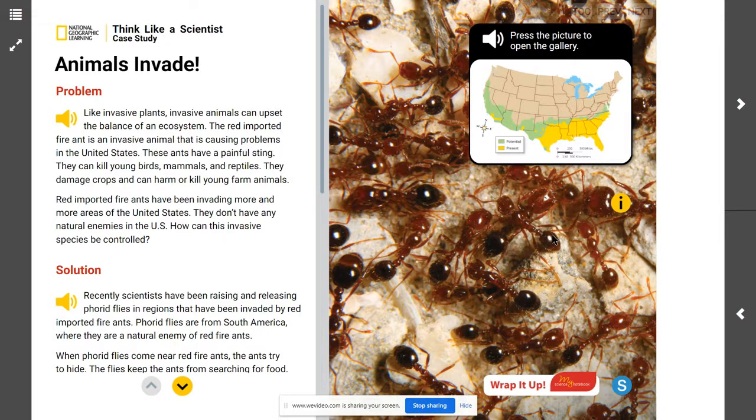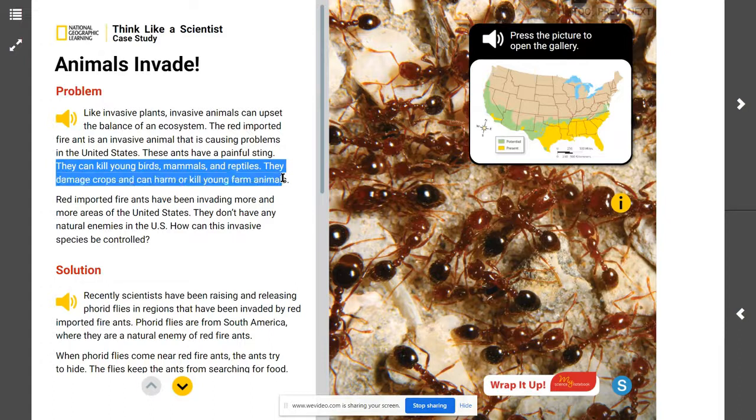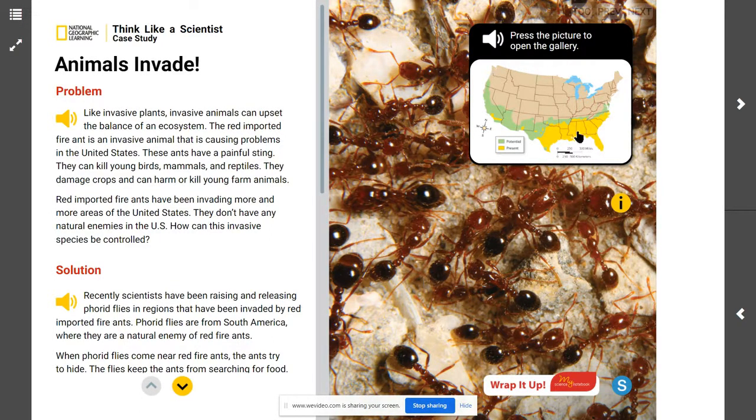And just to recap, what are the problems the red fire ants are causing in the United States? If I check back to my text, I can see here they can kill young birds, mammals, and reptiles, and they damage crops and harm or kill young farm animals. So that is how they are causing problems in the United States. And we know that they're moving in all along that southern edge of the United States, and they're working their way north. All right, so we know what the problem is. What could be a potential solution?